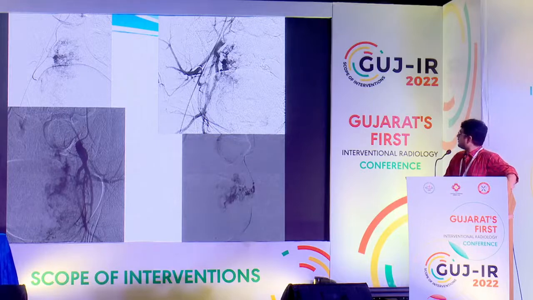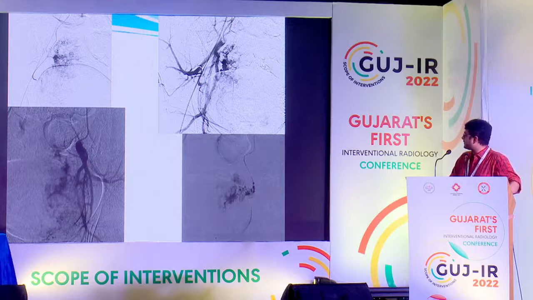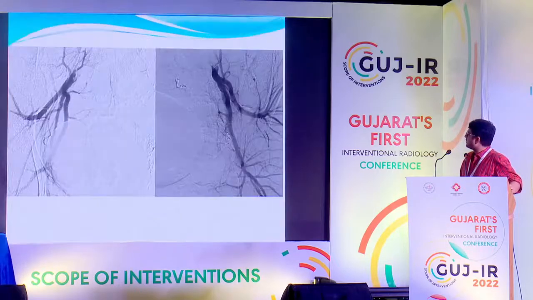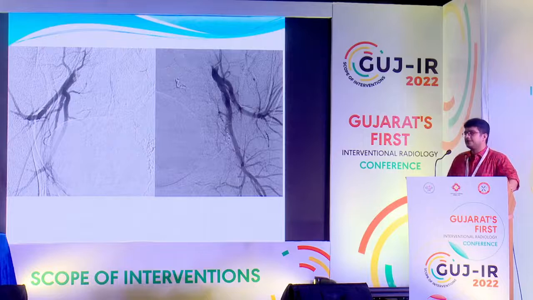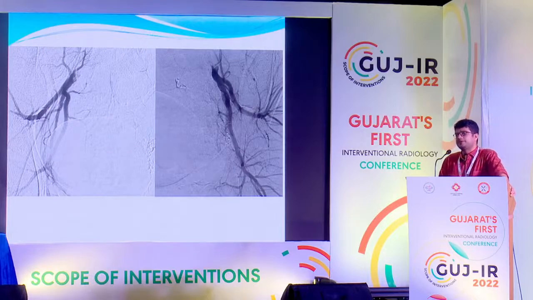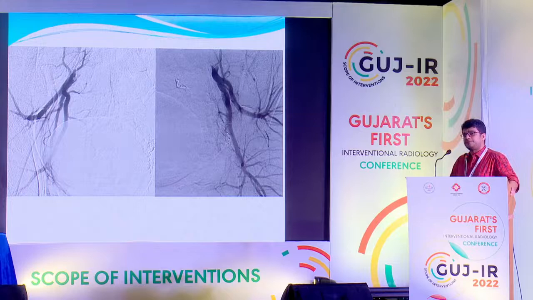So this is the pre-procedure iliac angiograms and superselective left and right uterine artery angiograms. We can see the tumor blush here. And this is post-embolization iliac angiograms showing no filling of the uterine artery. So this was a ruptured choriocarcinoma and taken for emergency stopping of bleed, because there was severe hypotension and hemoperitoneum.